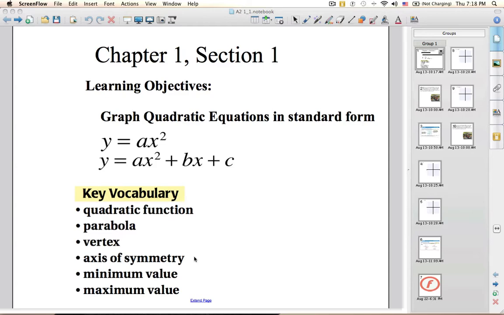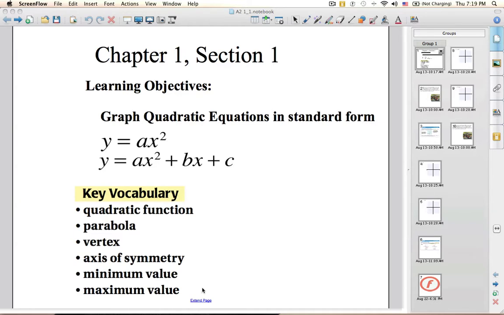The axis of symmetry is an imaginary vertical line that splits the parabola in half. It is a vertical line that passes through the vertex, and the parabola itself is symmetrical on the right or left side of this line. The minimum value would be the vertex for a parabola that opens up, and the maximum value would be the vertex for a parabola that opens down.